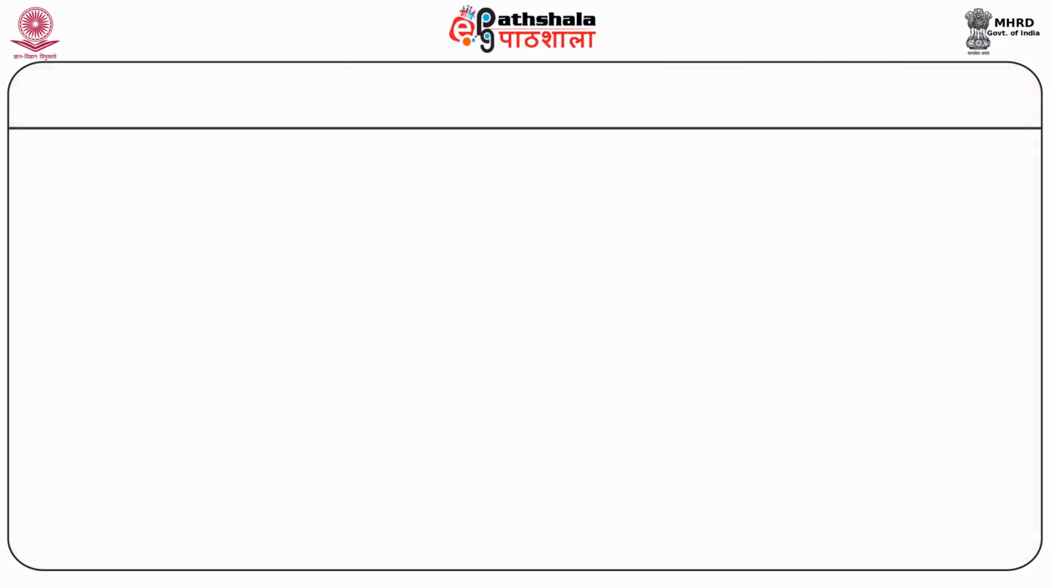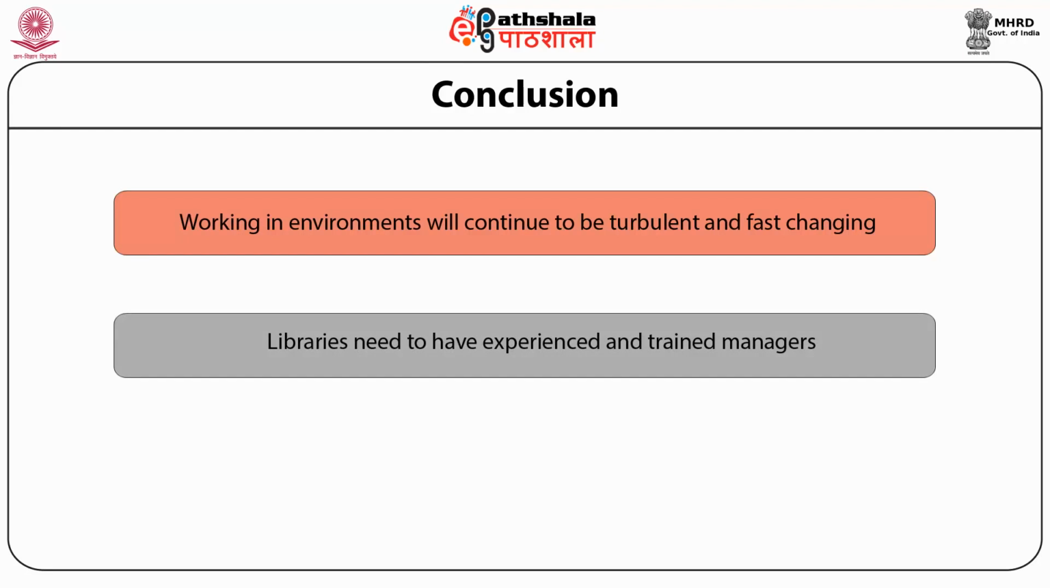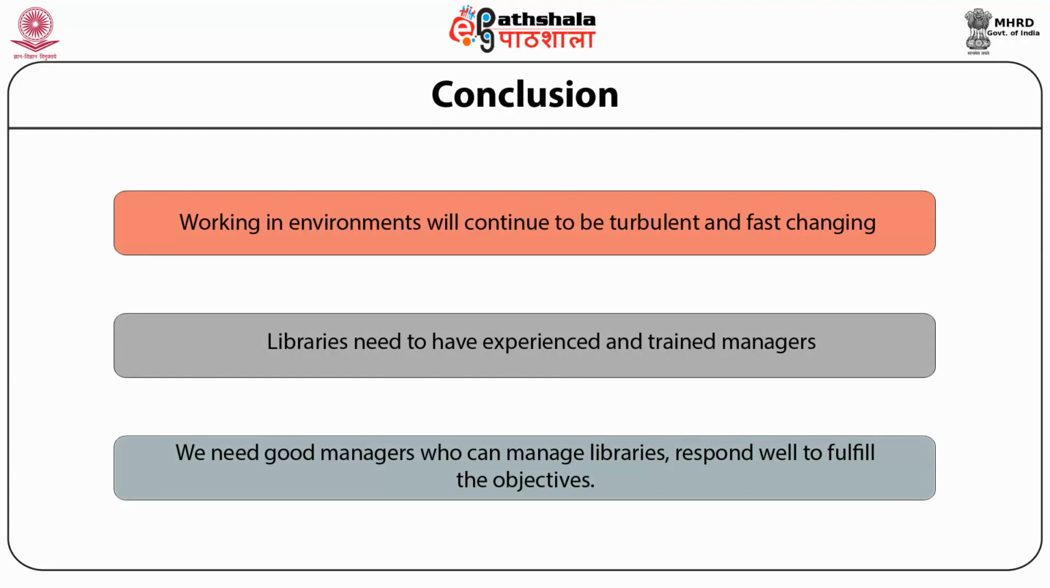So interpersonal, information, and decision making, all the three roles are important and expected from a librarian. Thus, it is significant that working environments will continue to be turbulent and fast changing. Secondly, libraries need to have experienced and trained managers. And lastly, we need good managers who can manage libraries and respond well to fulfill the objectives of the libraries.